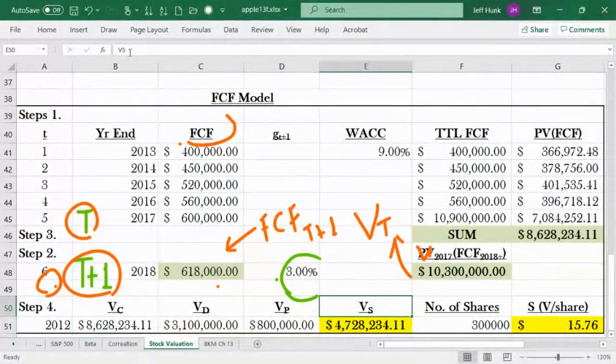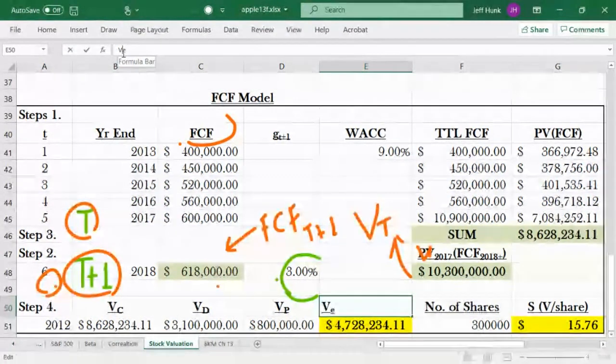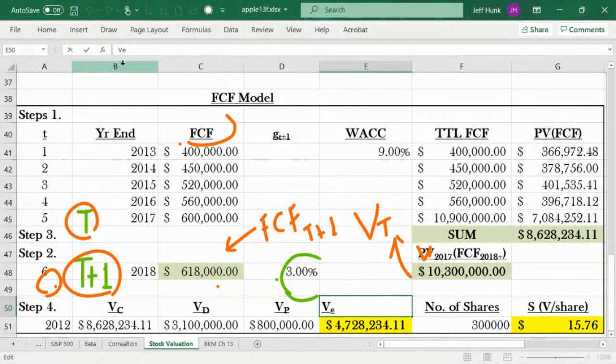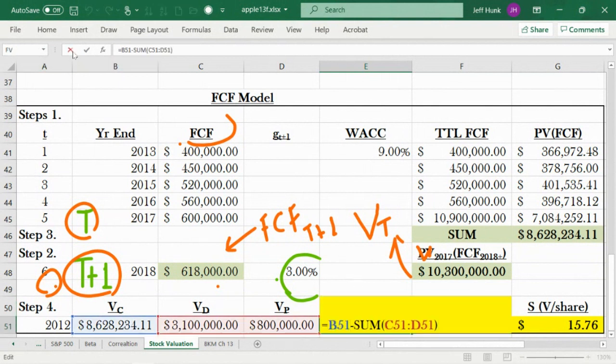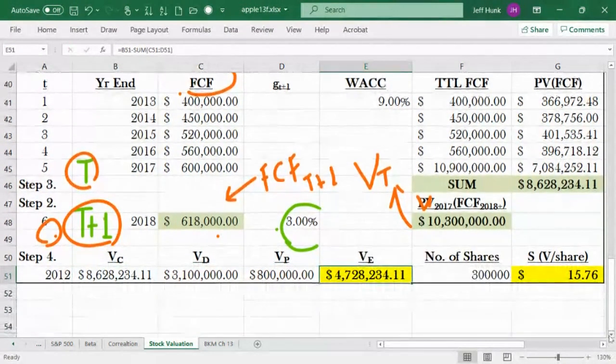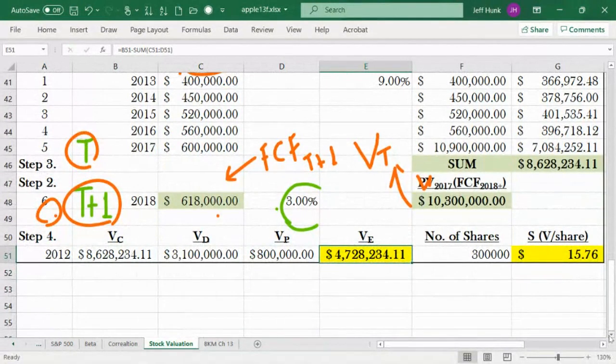Or maybe I should have done value of equity, uppercase. Value of equity. So this is the total intrinsic value of the total equity, right? Yeah, which is just this. This is the value of the total equity.